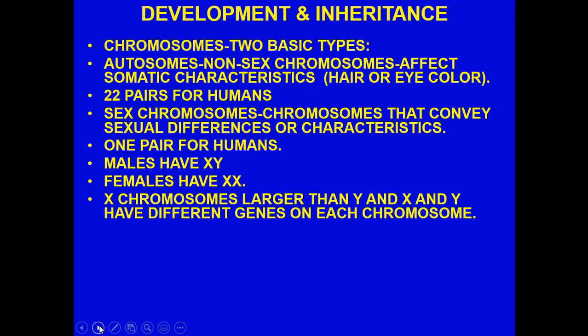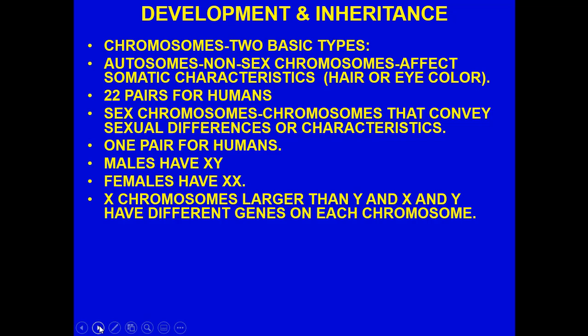Chromosomes, there are two basic types. There's autosomes and there's sex chromosomes. Now, autosomes, otherwise known as non-sex chromosomes, affect somatic characteristics. Hair color, eye color, hair shape. Is it straight or is it kinked? Is it wavy, etc.? There are 22 pairs of chromosomes that are autosomes for humans.